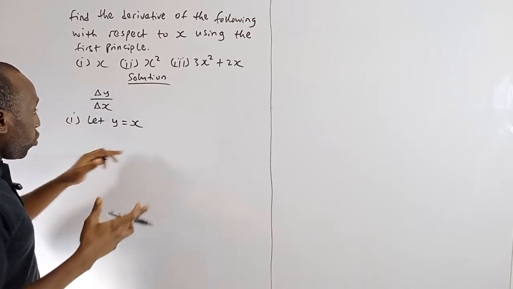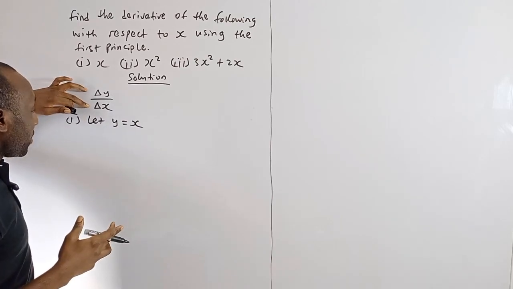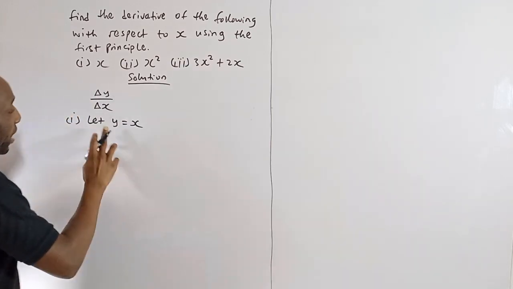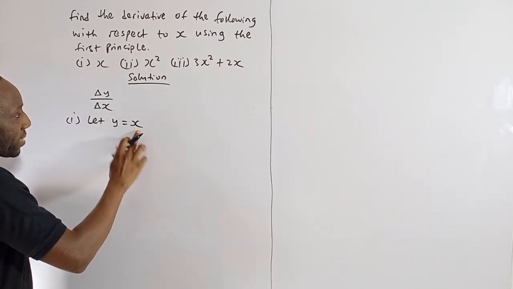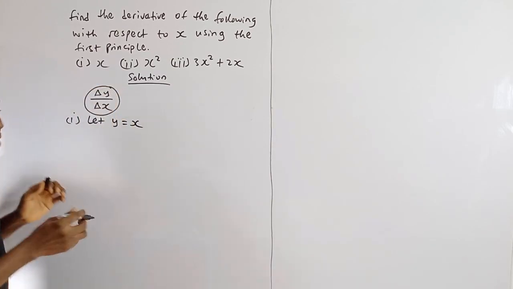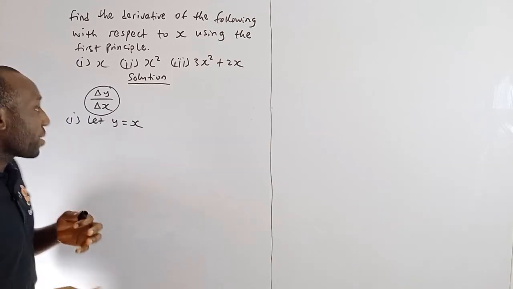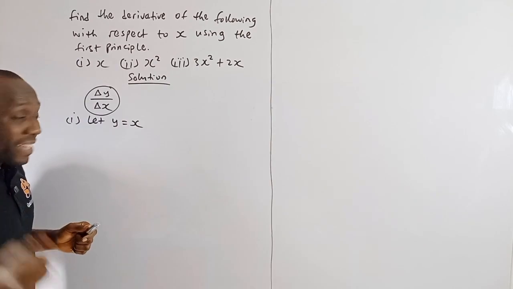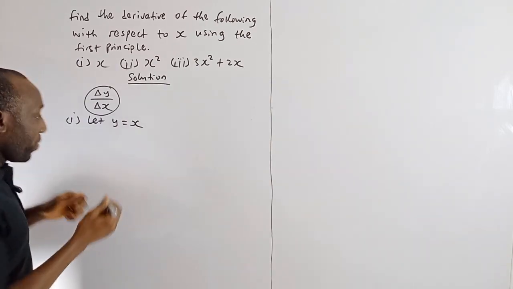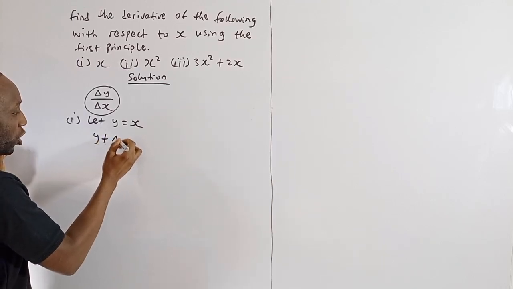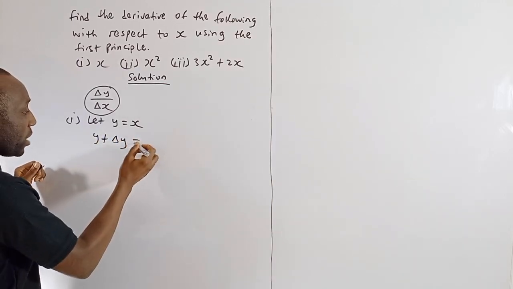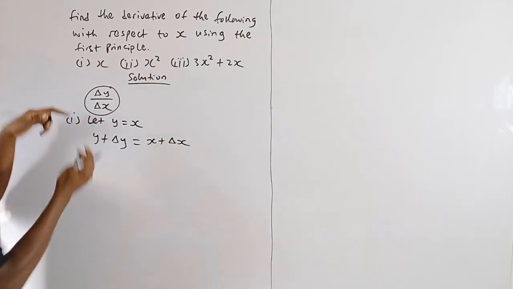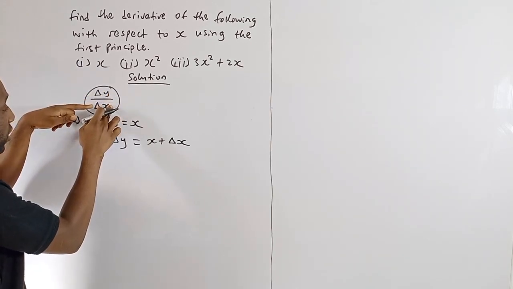So for you to get this delta y, I'll be using delta and change interchangeably. So if I say let y be equal to x, and I'm trying to get this change in y with respect to what? Change in x. I'm going to add change in y to y, and I'll add change in x to x. That's what I'll do first. So I'll say y plus the change in y is equal to then x plus what? Change in x.